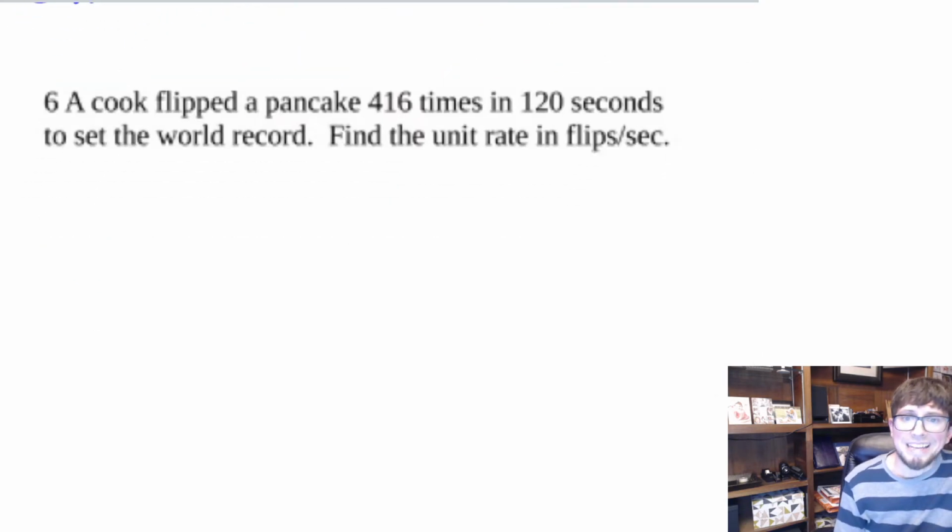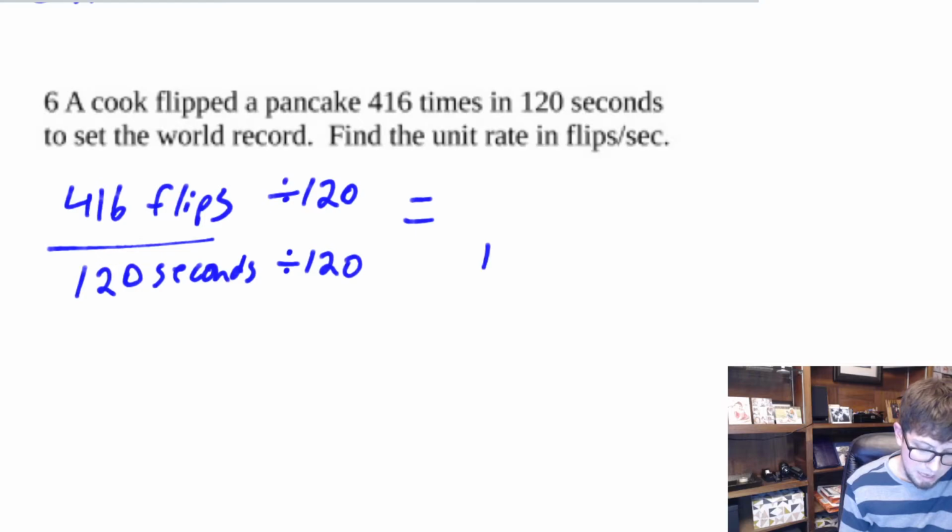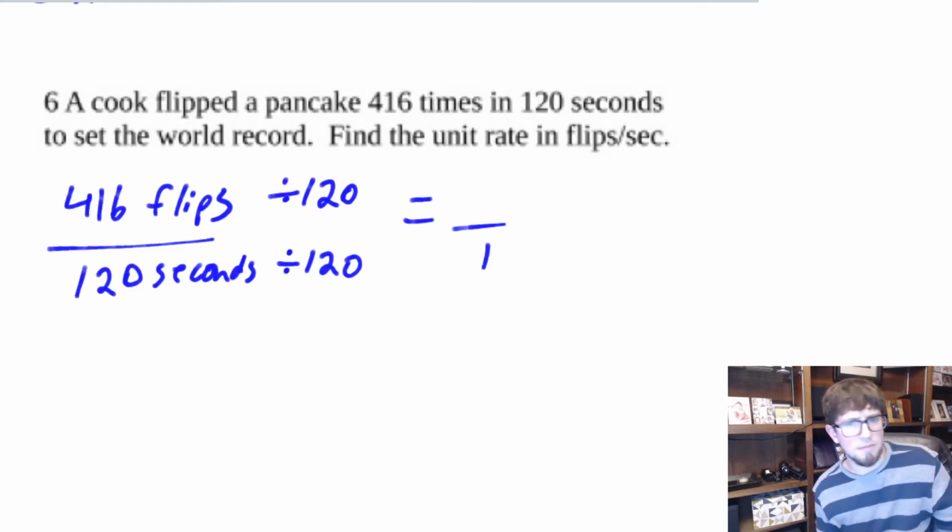A cook flipped a pancake 416 times in 120 seconds to set the world record. Find the unit rate in flips per second. So if we have 416 flips per 120 seconds, and we're trying to find a unit rate, we are trying to change the bottom number to be 1. So what if I divide by 120 on the top and the bottom? On the bottom, I surely get 1. And on the top, what is 416 divided by 120?